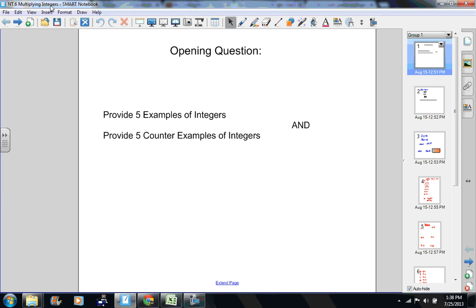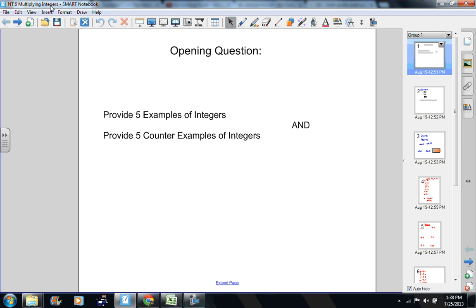Not shown here, but this is number 3.6, which is multiplying integers, which is 10 times easier than adding and subtracting. Okay. Before we start, I want you to show me 5 examples of integers and 5 counterexamples of integers, or numbers that aren't integers.